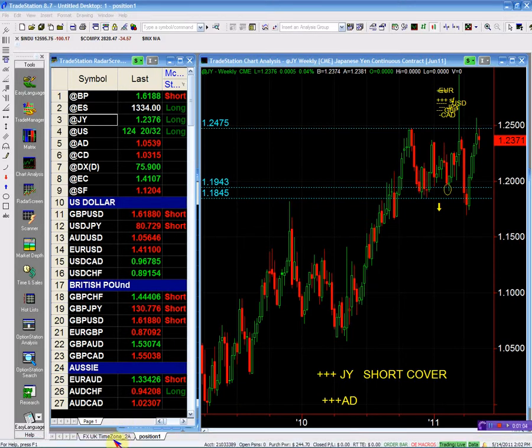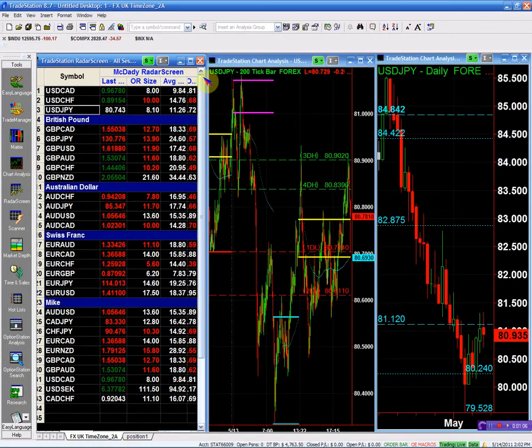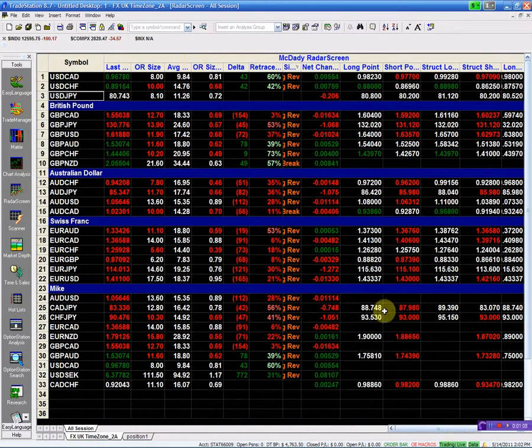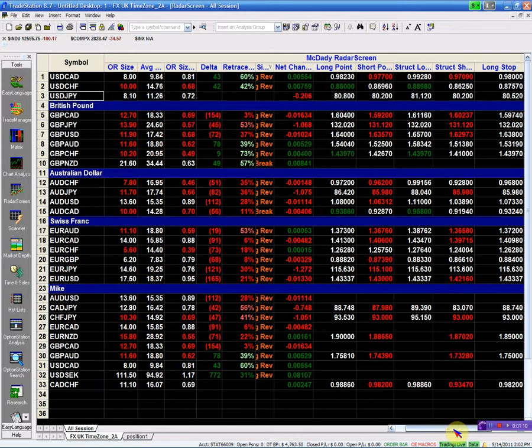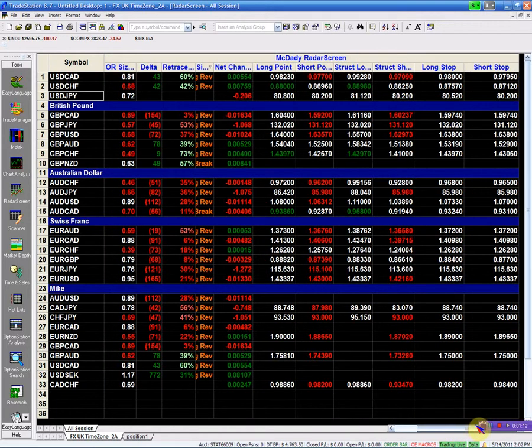I'll just wrap up some of the trades that we took last week. Just to remind you, before I start changing the radar screen, primarily you can see that the euro yen we're short from 115 is now trading at 113. So that was quite an interesting move.